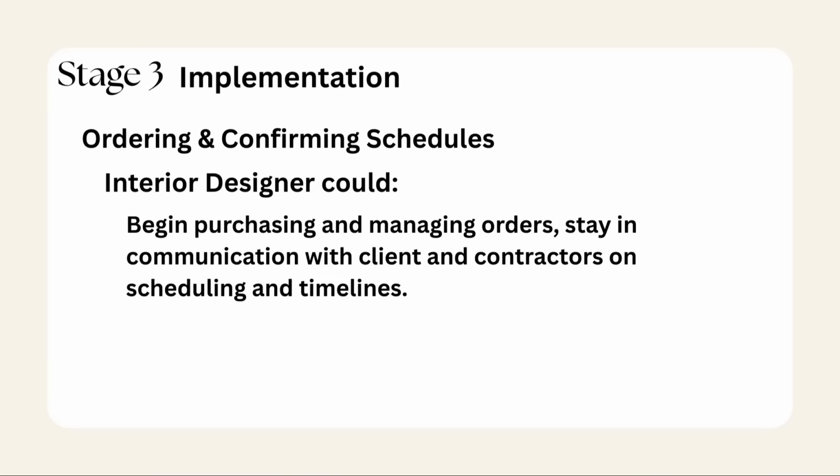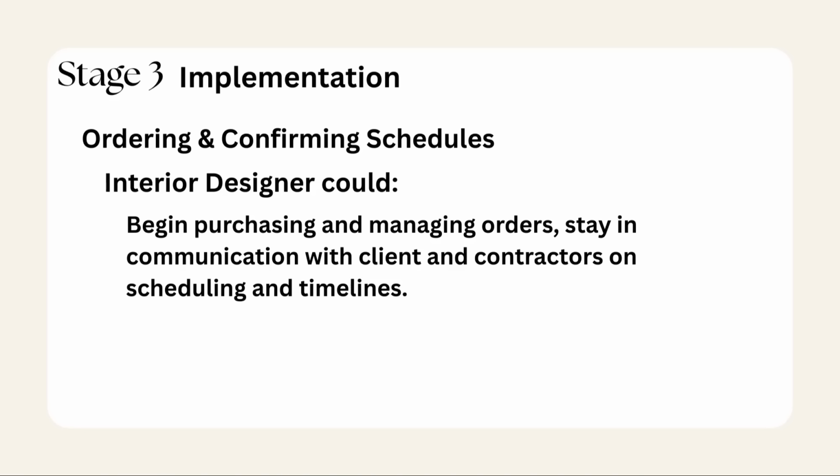So after we have gone through this process of the design development stage, we can move into the third stage, which I kind of refer to as the implementation stage. And this is where we are starting to order materials and starting to install things, and construction is taking place all the way through to completion. As a designer, this is where they would begin to order materials and work with their vendors on timelines and schedules of when things can be delivered.